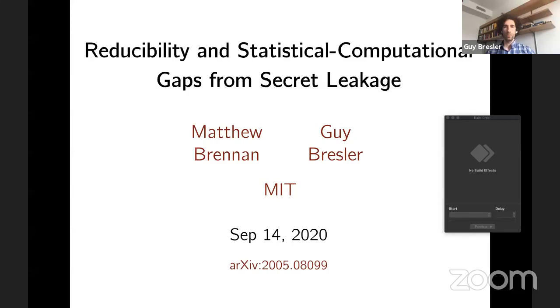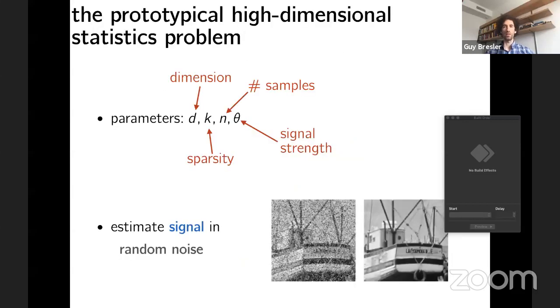Okay, so each of you has your favorite statistical estimation or statistical inference problem. Typically these days, these are high dimensional problems. So there's often a parameter d for dimension. There's some structure, for example, sparsity, and there's a parameter indicating what that might be. You have data, so number of samples n, and there's some signal strength parameter or SNR parameter theta. And at the highest level, all of these problems are basically to estimate some signal in random noise.